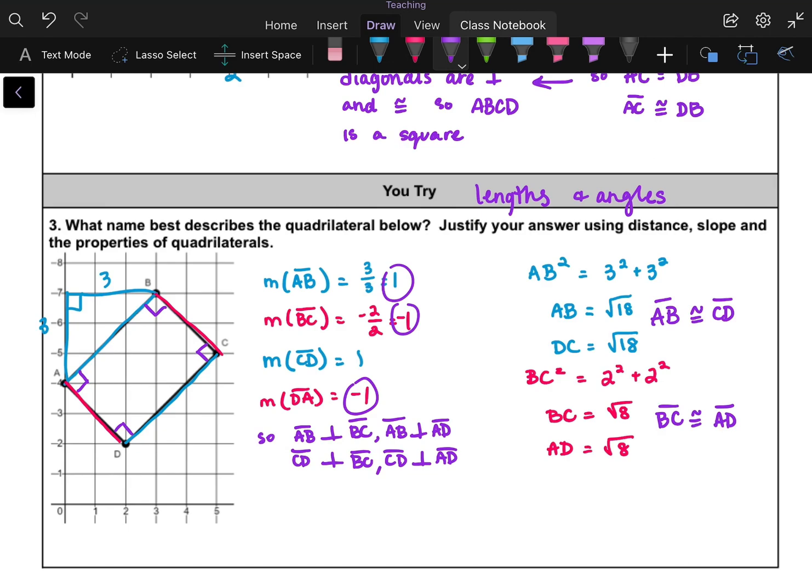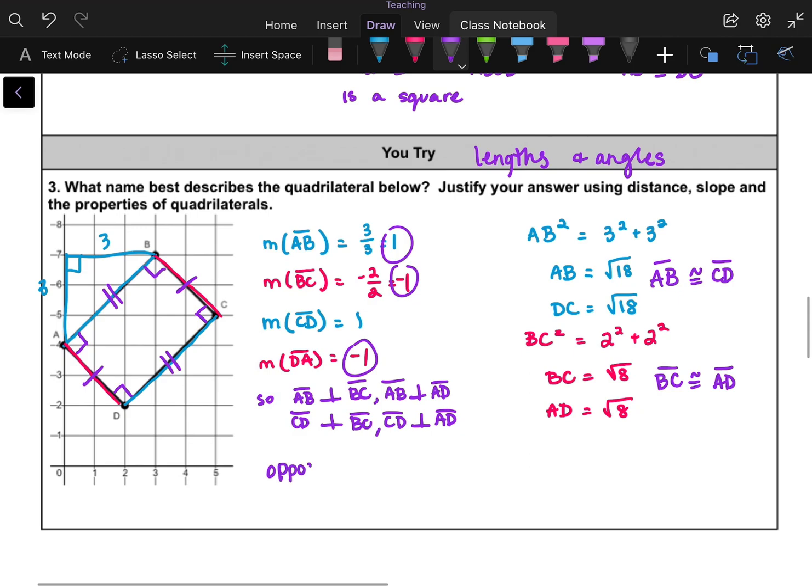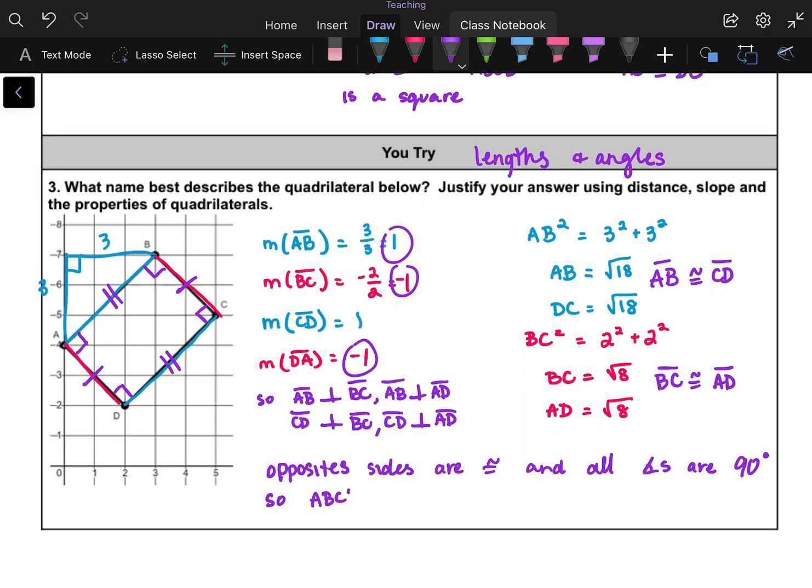So I can mark that on my diagram. I know my opposite sides here are congruent to each other, but not all these side lengths are congruent. So all we know is that opposite sides are congruent, and all those angles are 90 degrees. Again, that's because those sides were perpendicular. So the quadrilateral ABCD is a rectangle. Again, since we didn't have all sides congruent, it wasn't a square, so this has to be a rectangle.